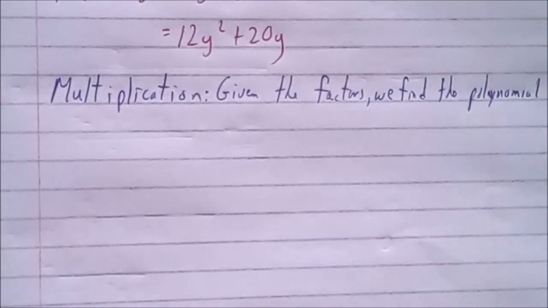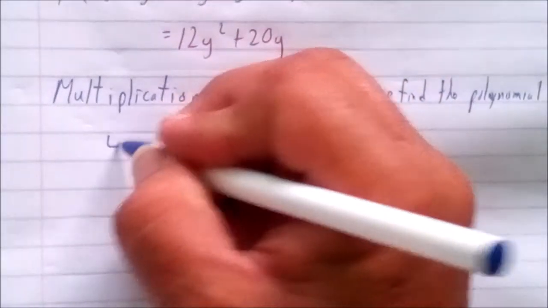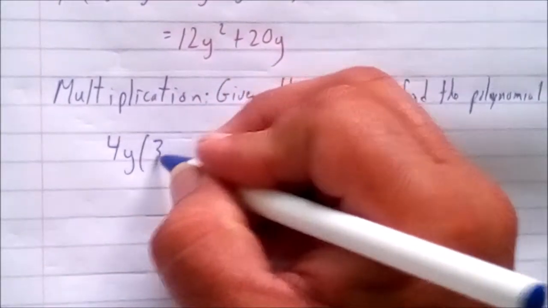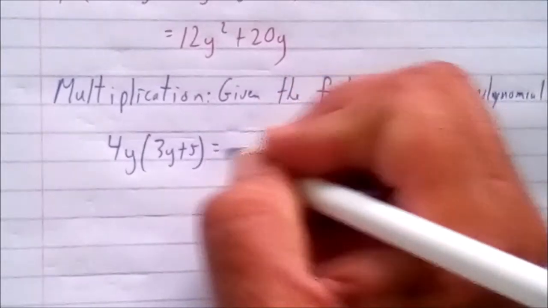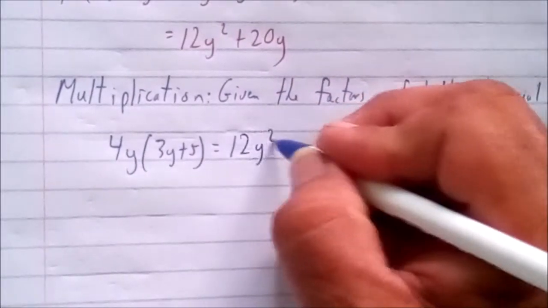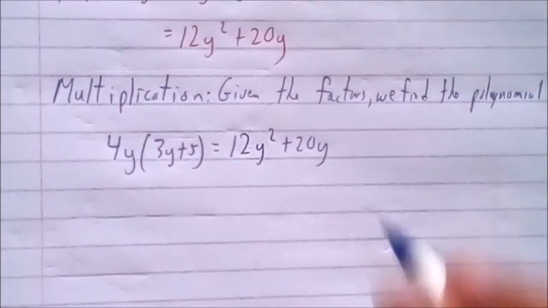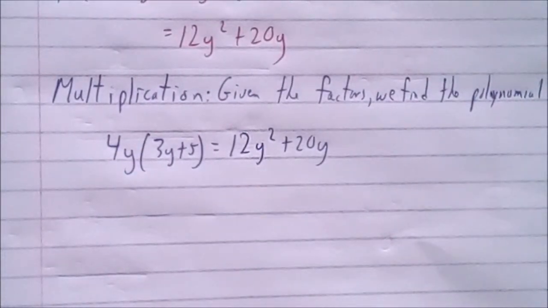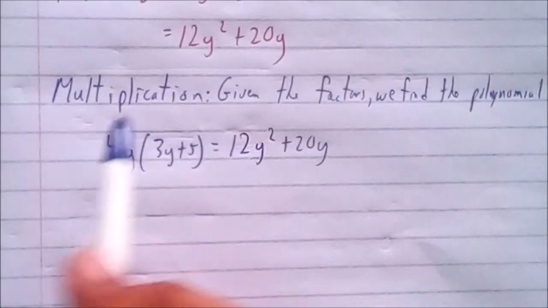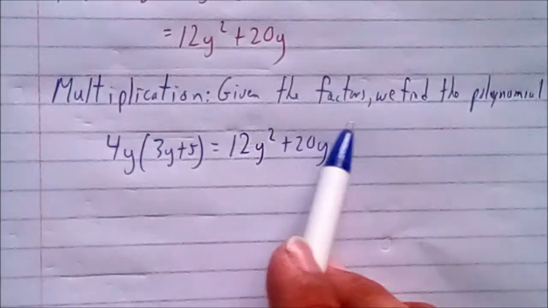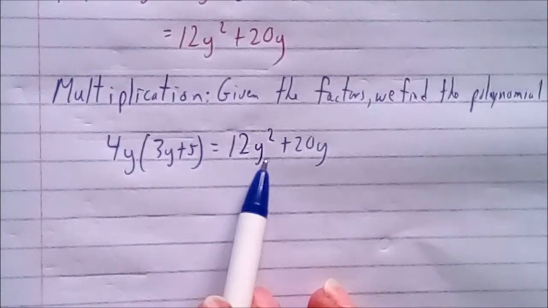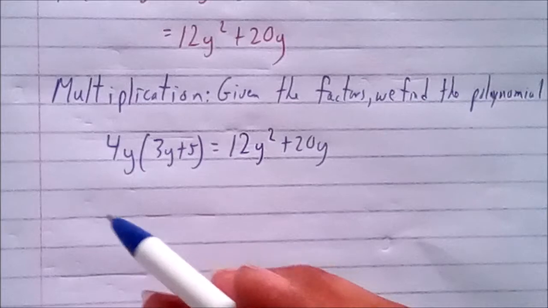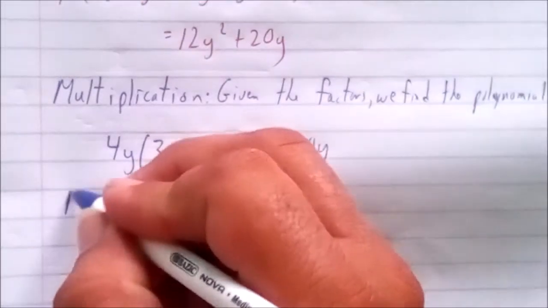Okay, so let's say we have now 4y times 3y plus 5, that would give us 12y squared plus 20y. 4 times 3, 12, y times y, y squared. Now, given a polynomial we find the factors. So remember, this is multiplication: given the factors we find the polynomial. So this is what we did. Now we're going to go to factoring.